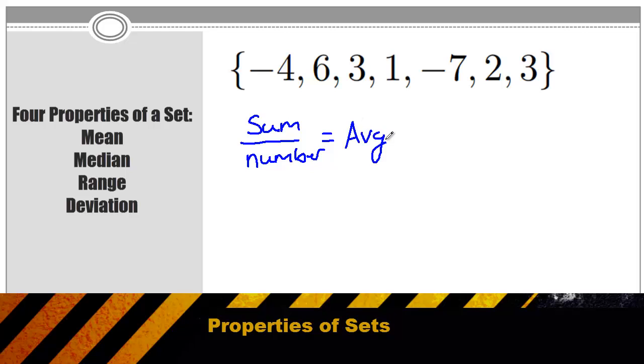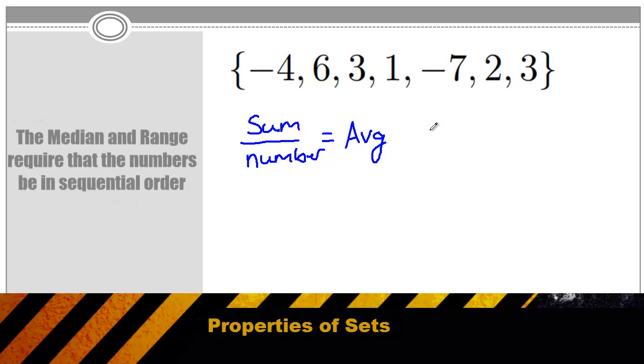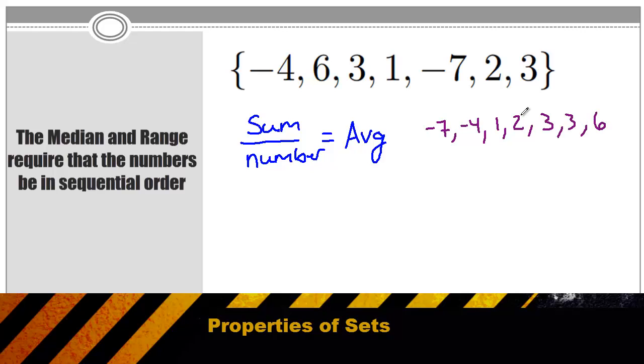as the average. Both the median and the range require that you first put the numbers in sequential order from lowest to highest. So in this case, my numbers could be rearranged as -7, -4, 1, 2, 3, 3, and then 6. If your set has an odd number of numbers, then the median is simply the middle number after you've arranged the numbers from lowest to highest. So in this case, my median is 2.